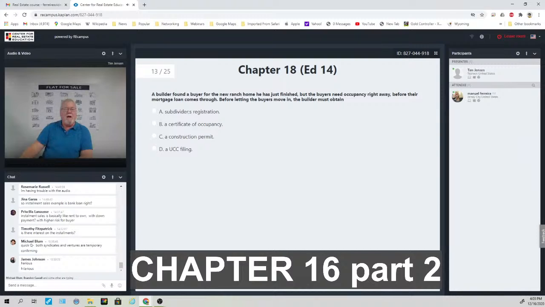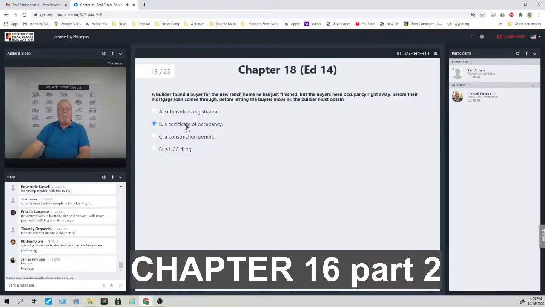Number 13, a builder found a buyer for a new ranch home he had just finished, but the buyer needs occupancy right away before their mortgage loan comes through. Before letting the buyers move in, the builder must obtain. 91% of you answered correctly. B for boy, the certificate of occupancy.